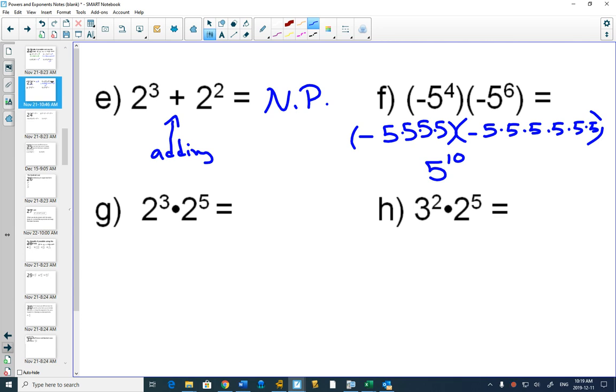Can you see yourself being tempted to write negative 5 to the 10? When would it be negative 5 to the 10? If the question looked like this. If the question looked like that, then it would be negative 5 to the 10. Notice the subtle difference. Okay, this one is 2 to the 8.